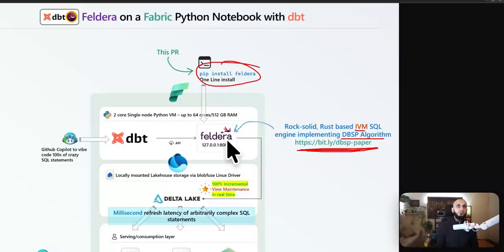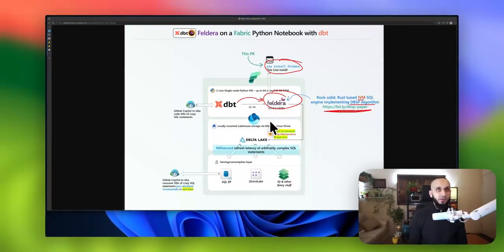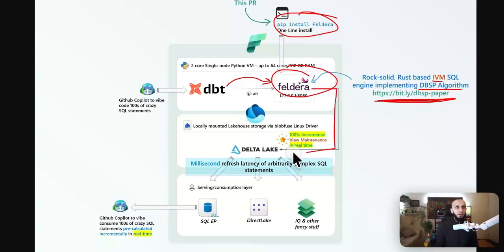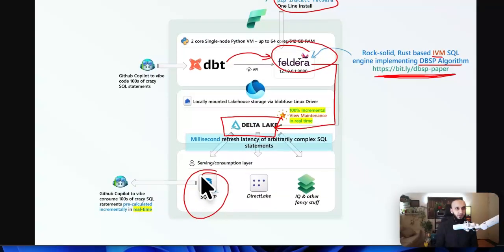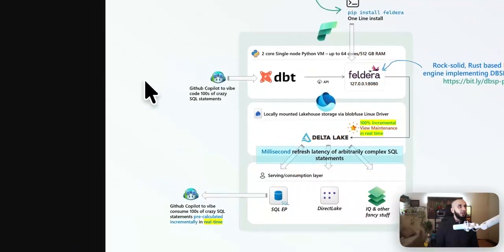So the idea is we would have Feldera running inside of the Fabric Python VM, and then we're going to be using dbt in order to fire a bunch of SQL statements for an AdventureWorks data model. Feldera is going to be incrementally evaluating the SQL statements and storing the data on Delta Lake, and then we can consume the Delta tables via Fabric SQL Server, Power BI, SSAS, or Fabric IQ, or some other engines, and then essentially it's going to be evaluated in near real time and millisecond refresh latency.